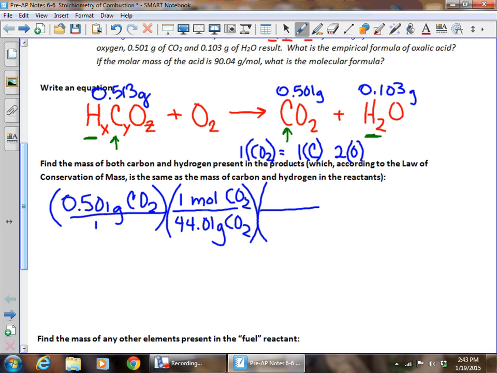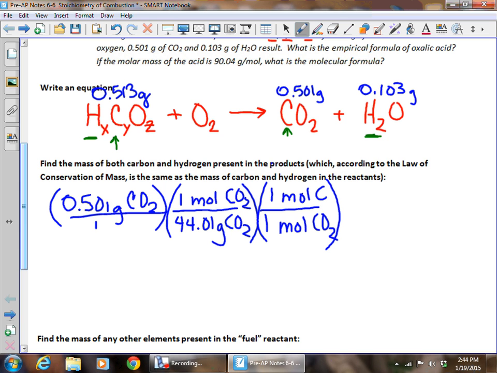So if we have 12 CO2s, we have 12 carbons. If we have 1,000 CO2s, we have 1,000 carbons. And if we have a mole of CO2, we have a mole of carbons. And that's going to be our ratio. How much carbon is in a carbon dioxide molecule?